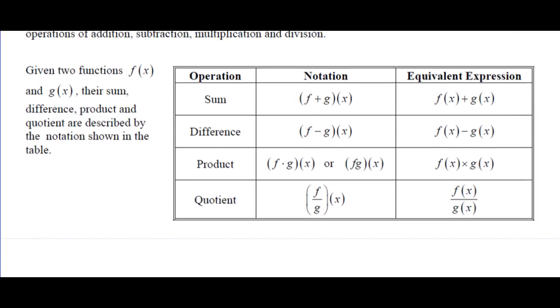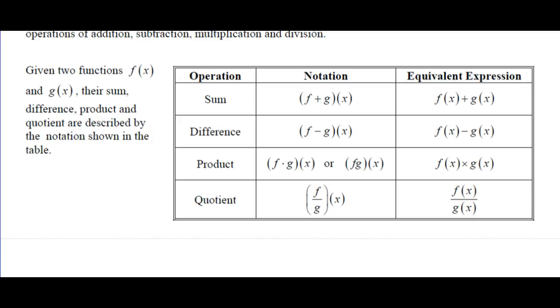Given two functions, f of x and g of x, the sum, difference, product and quotient, which is a fancy way of saying addition, etc., are described by the notation shown. If you see f plus g of x, that means f of x plus g of x. If you see f minus g of x, evaluate f of x and subtract from it the evaluation of g of x. If you see f dot g, or just fg, which means multiply, of x, take f of x times g of x. And if you see f over g of x, it means f of x divided by g of x.